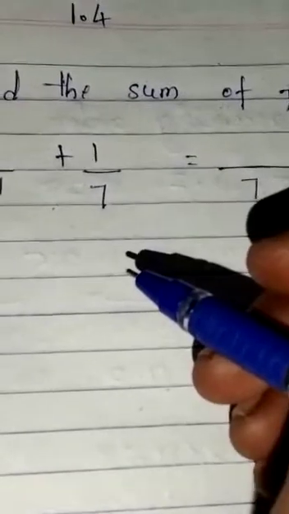So students, we have to keep the denominator the same because it is a like fraction. Like fractions means fractions having the same denominator, and we add the numerators. 4 plus 1 equals 5. 5 divided by 7. Our answer is 5 divided by 7.